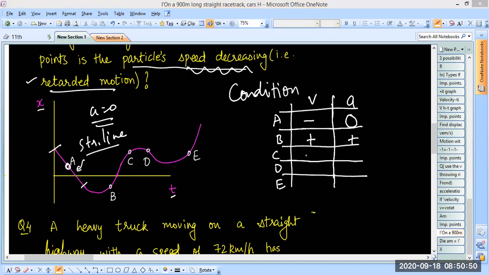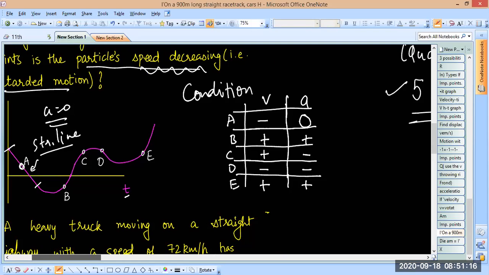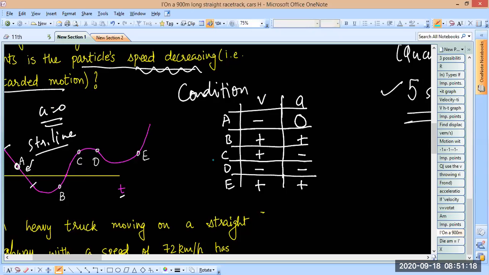At C, velocity is positive and acceleration is negative. At D, velocity is negative and acceleration is also negative. At E, velocity is positive and acceleration is also positive. So the final answer is C, right?